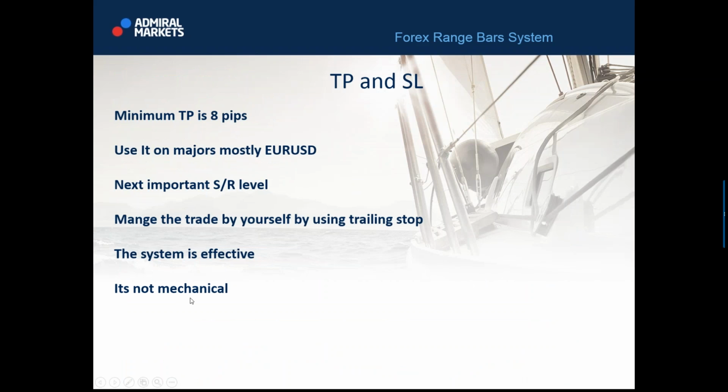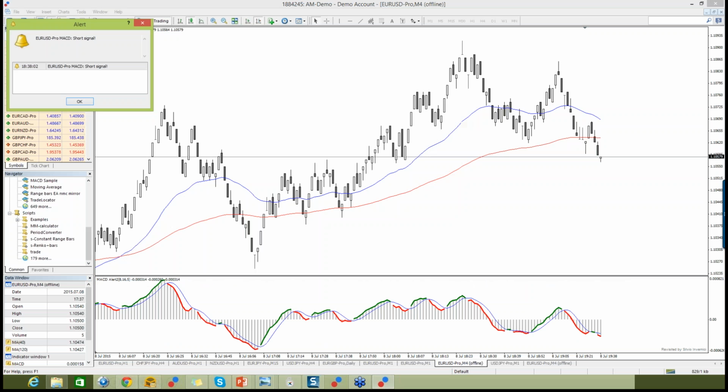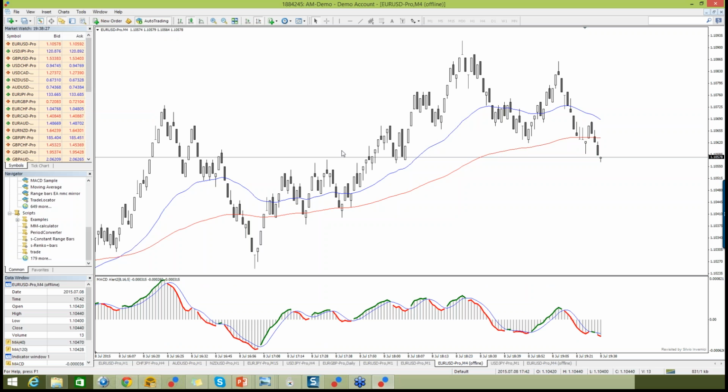It's not mechanical. It means you cannot take every single signal. If you make money today, go away from your computer. Do not overtrade. Okay? Do not overtrade. Now let's see how it behaves, guys.